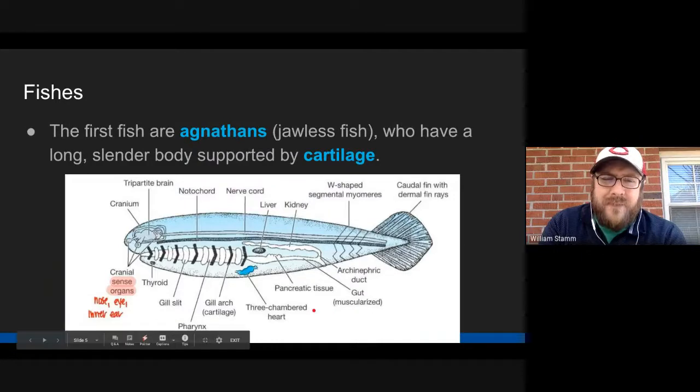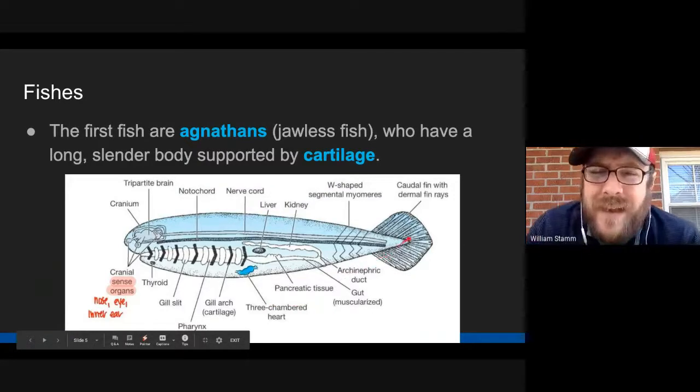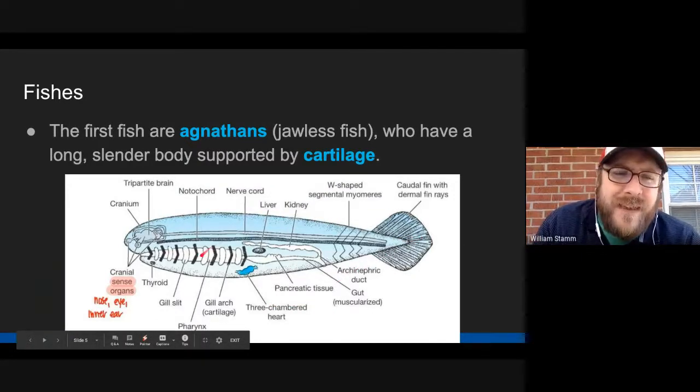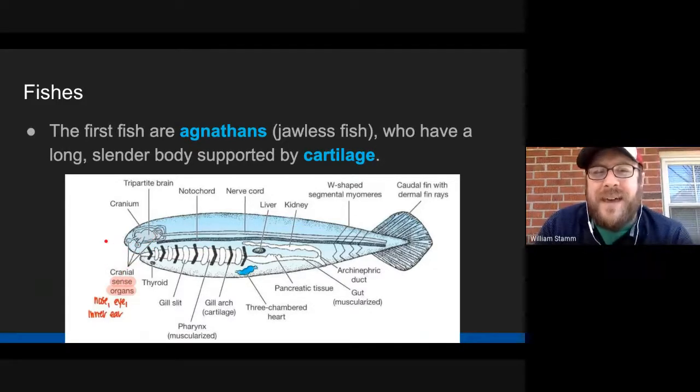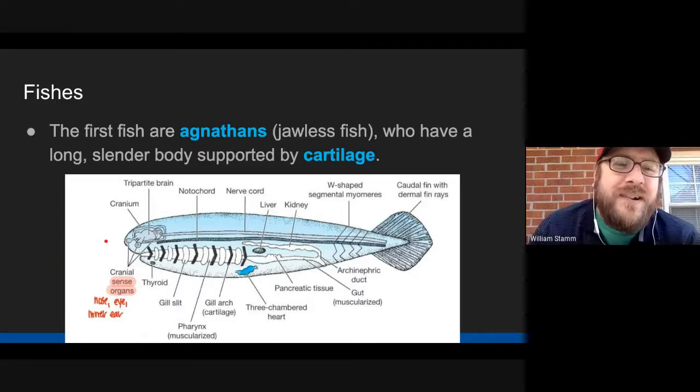And some fish actually have a two-chambered heart. They have fins to swim. Obviously, in the head area, the cranial area, they have all their sense organs, nose, eye, inner ear, things like that for sensing. Pretty generalized fish structure.